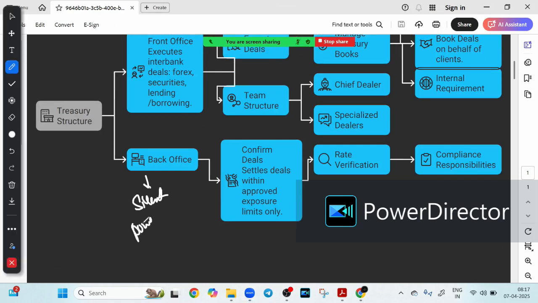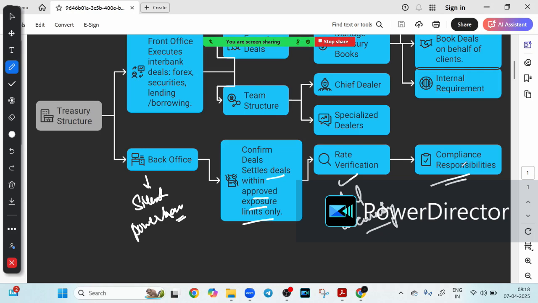Why do we call them the silent powerhouse? Let me explain. They ensure that all the deals are confirmed and settled within the bank-approved exposure limit. They also handle rate verification to check the deal accuracy, how accurate the deal is. Furthermore, compliance responsibility: they ensure that everything aligns with the internal and regulatory norms. That is called compliance responsibility.